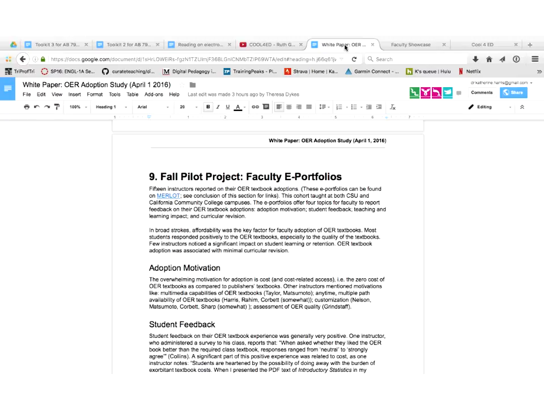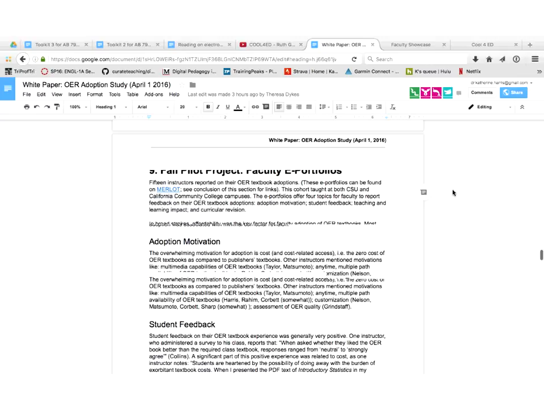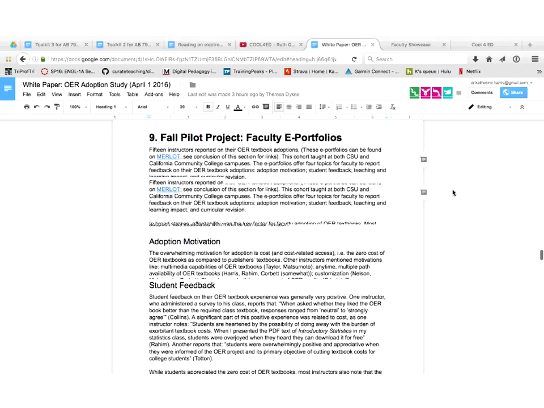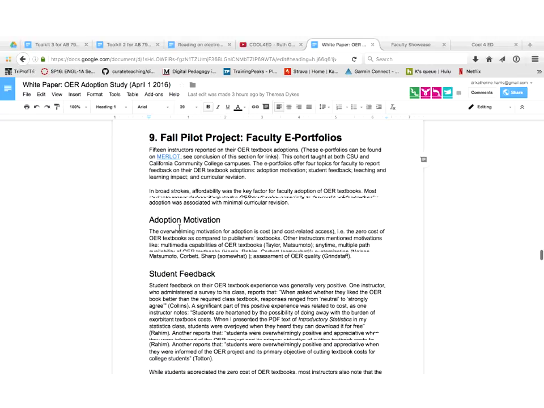Some of them found no differences. Some of them found that students improved slightly. None of them found that it decreased student performance or participation. Some faculty also tied it to student learning goals and then surveyed their own students with their own surveys afterwards. But in the white paper that we released on April 1st, we provided a study of these faculty e-portfolios.